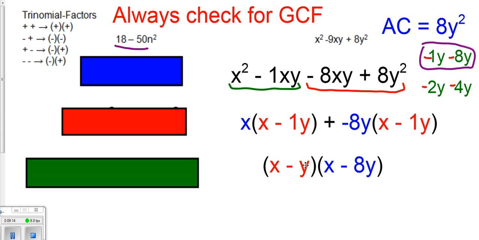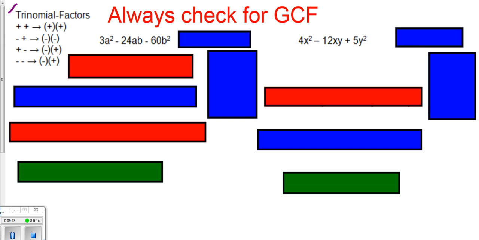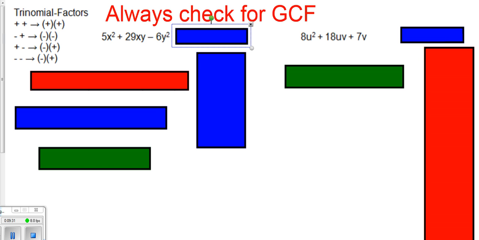If you were to FOIL these out, it would come out to this piece right here, our original expression. So we would say this then is our factored answer. We're going to skip these two and skip these two as well. We're going to jump back to this one. 5x squared plus 29xy minus 6y squared.